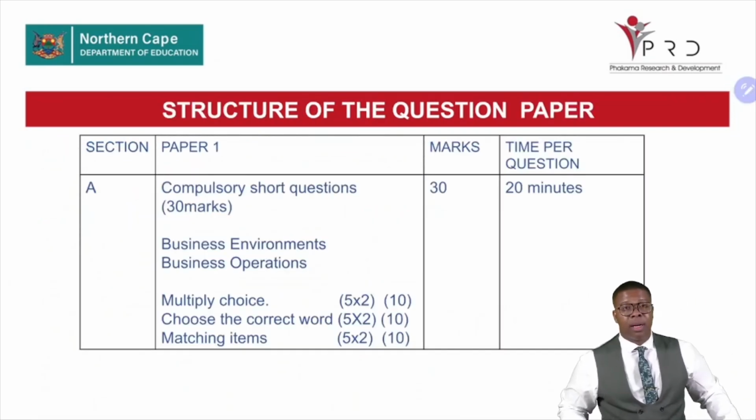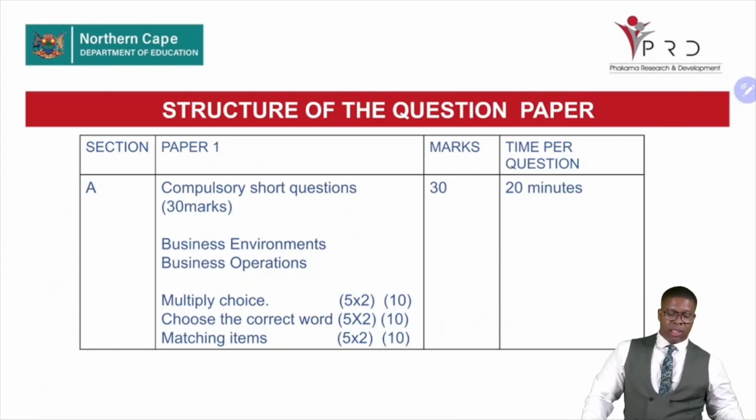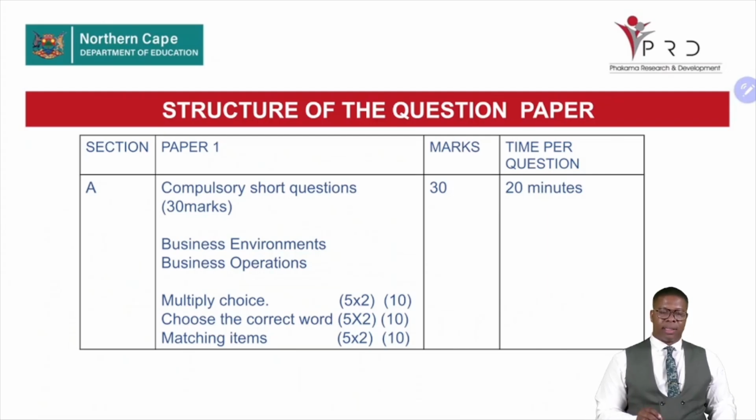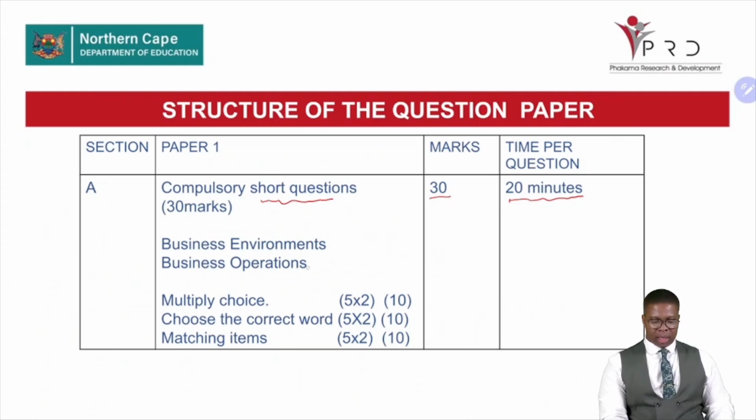Now, the structure for our paper is the first part of our lesson. With the structure for our paper, you should be knowing by now that we have section A, B, and C. And this is what you find in your section A. In section A, you will be assessed on compulsory short questions, which are allocated 30 marks, and the time spent in section A should be 20 minutes. And the two main topics under paper 1 will be business environment and business operations.